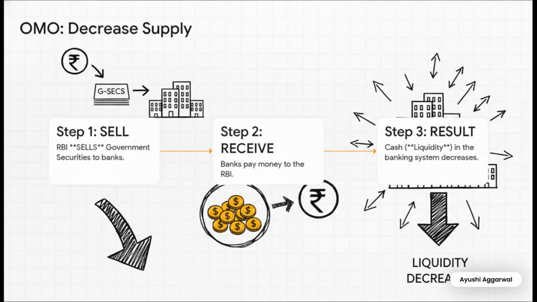And of course, it works the other way too. If the RBI wants to reduce the money supply, it does the opposite. It sells its government securities. The banks buy these securities and pay the RBI for them. So money flows out of the banks and into the RBI's account. The result? Less cash in the banking system and liquidity goes down. See, it's a very direct process.